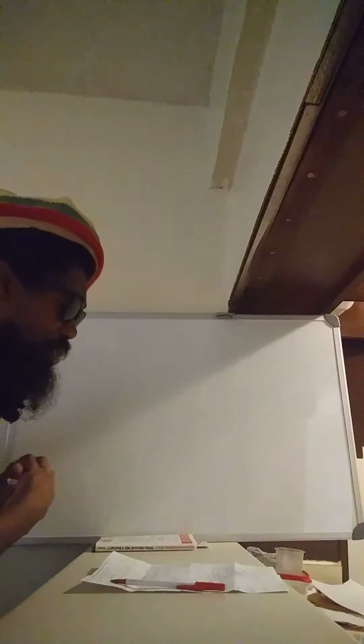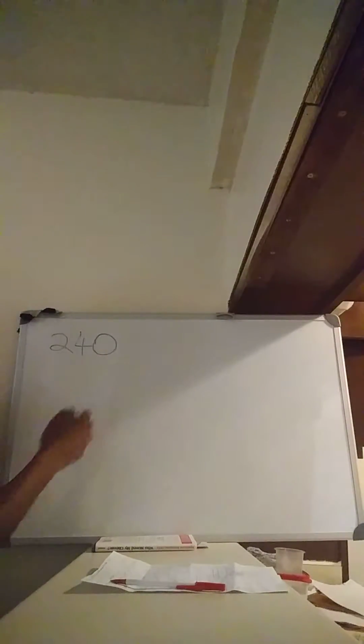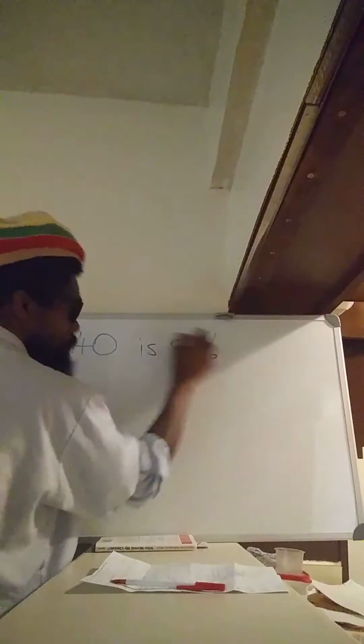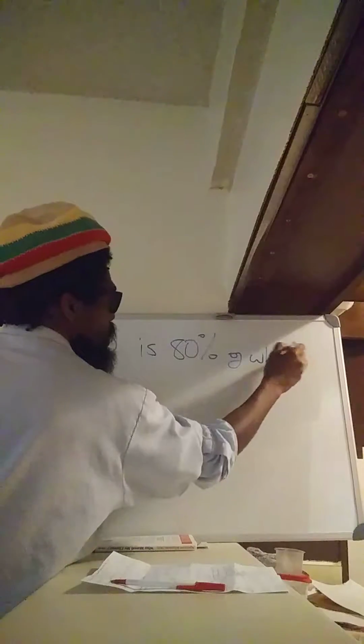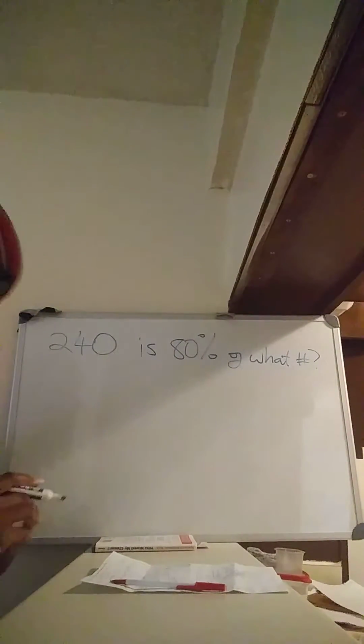So when you're working these problems, you definitely want to try to think about having an idea of what the answer is before you even technically start to write it down and work it out. In that way, once you start to arrive at your answer, you'll have a good idea of whether or not you're at least in the ballpark. 240 is 80% of what number? Okay, great. So, make sure you can see the board.